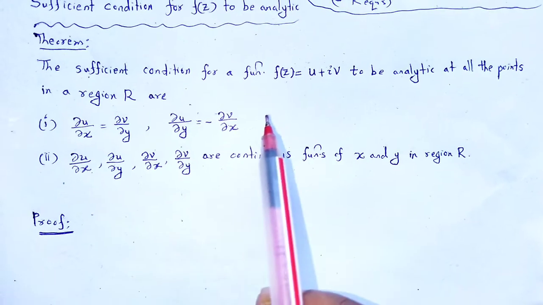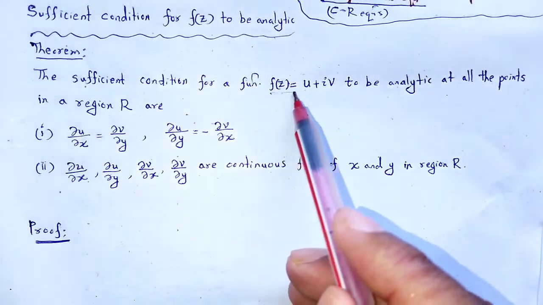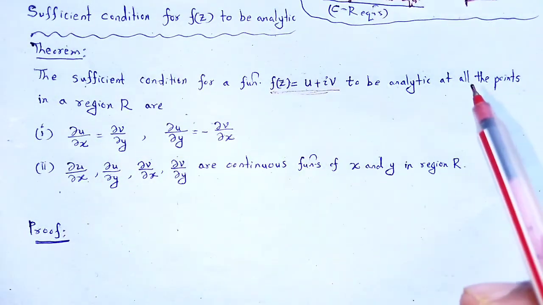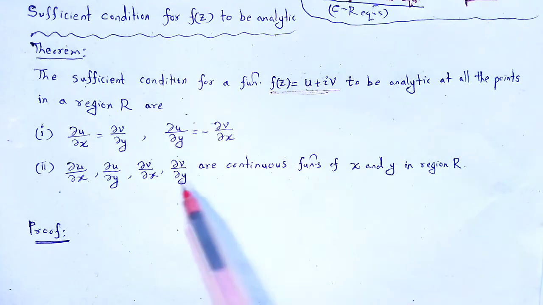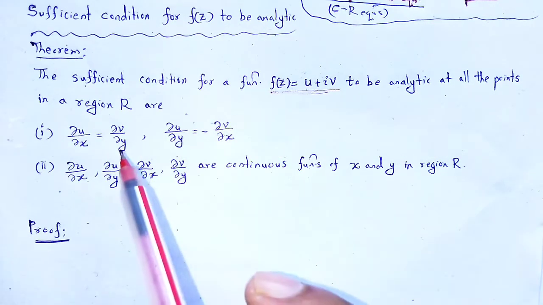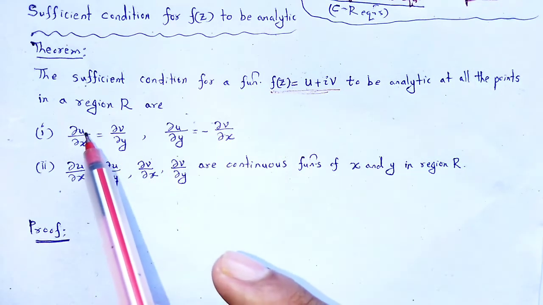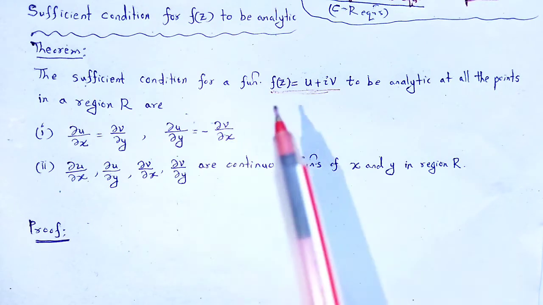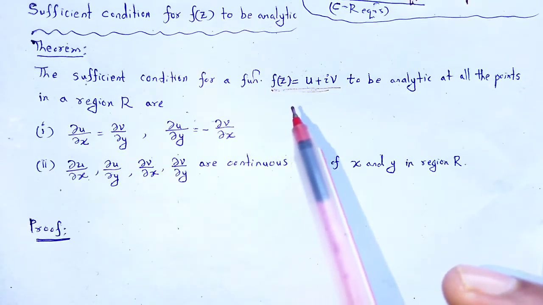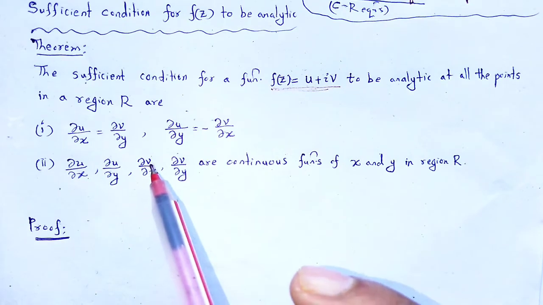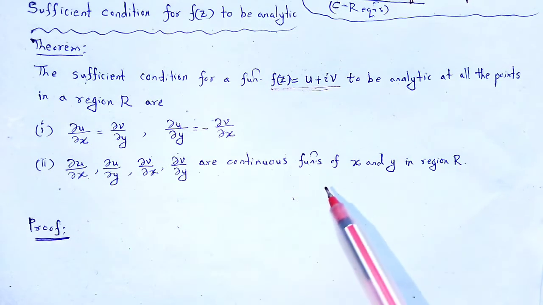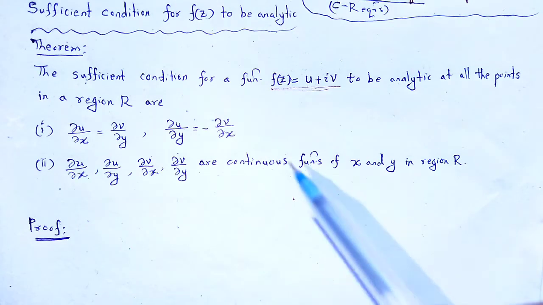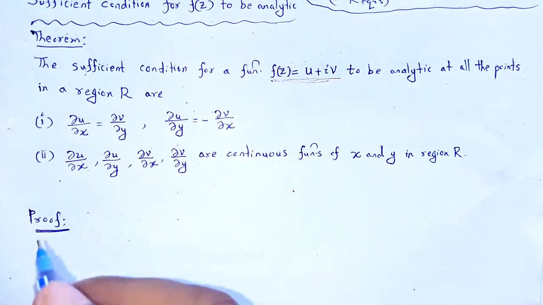The sufficient condition for a function f of z given as u plus i v to be analytic at all the points in the given region R is that it satisfies the Cauchy-Riemann equations, del u by del x is equal to del v by del y and del u by del y is equal to minus del v by del x, and all these four partial derivatives, del u by del x, del u by del y, del v by del x, del v by del y, are continuous functions of x and y in the given region. Let me prove the sufficient condition for that function to be analytic.